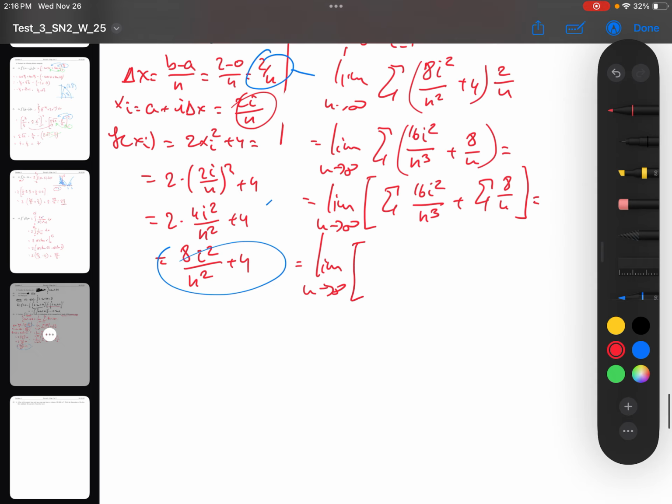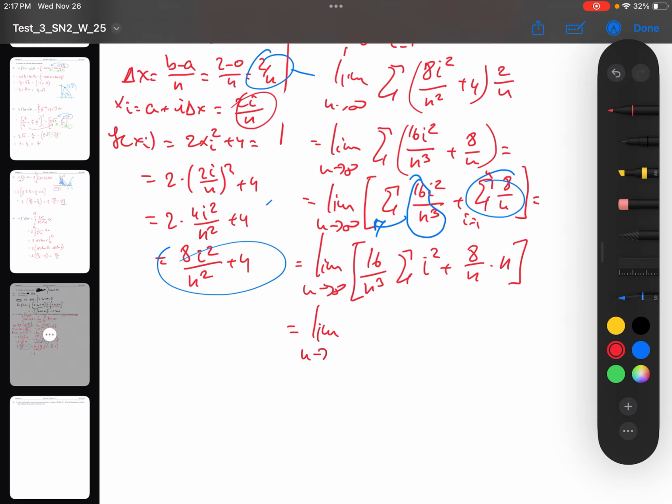As n goes to infinity, from here I can factor everything that doesn't depend on i in front of the Riemann sum. So that's 16 over n cubed times the Riemann sum of i squared, plus the Riemann sum of a constant as i goes from 1 to n, which is simply the constant, 8 over n times n. So that part is easy. The formula for the sum of the first n squares is n times n plus 1 times 2n plus 1 over 6, plus here n and n cancel, leaving us just with 8.